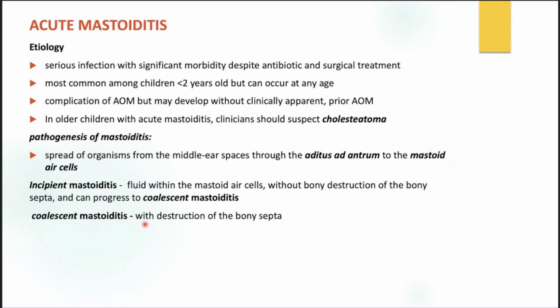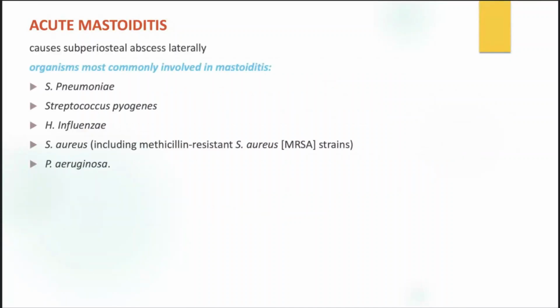For the pathogenesis, it's the spread of organisms from the middle ear spaces through the aditus ad antrum to the mastoid air cells. Incipient mastoiditis is when you have fluid within the mastoid air cells without any bony destruction of the bony septa, but this can progress to a coalescent mastoiditis. When we say coalescent mastoiditis, there's already involvement or destruction of the bony septa.